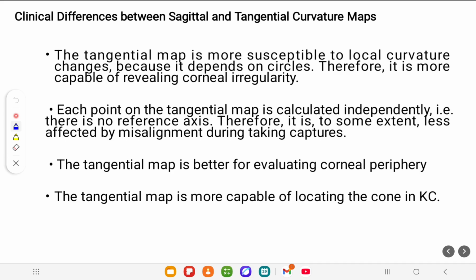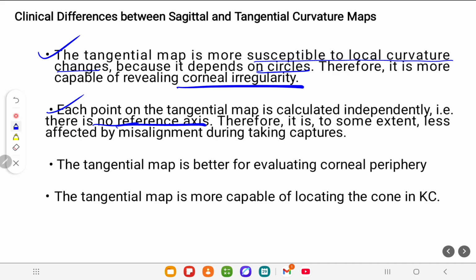It's a very important slide. First, the tangential map is more sensitive to local curvature changes, which means irregularities, because it depends upon the circles. Therefore, it is more capable of revealing corneal irregularities. If you want to know corneal irregularities, especially in ectatic conditions, it's very important. And each point of the tangential map is calculated independently. Obviously, there is no reference axis in the tangential map.